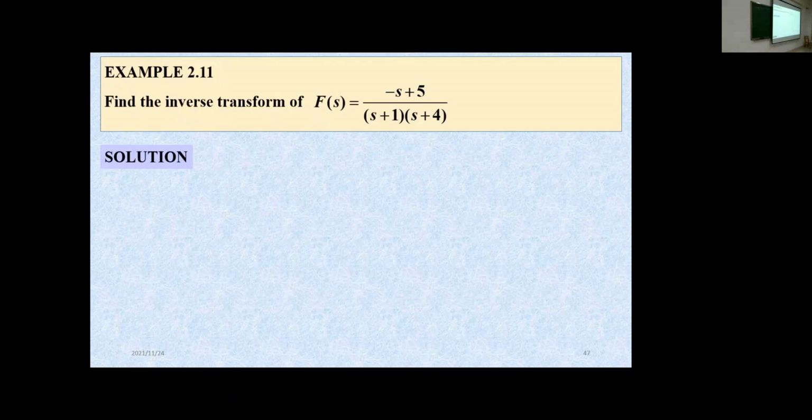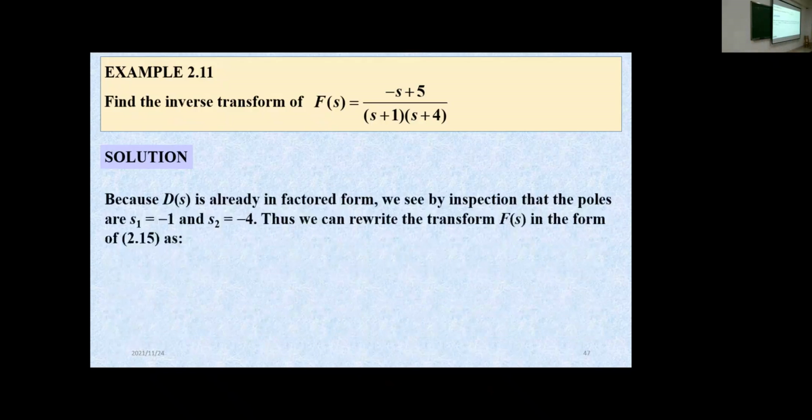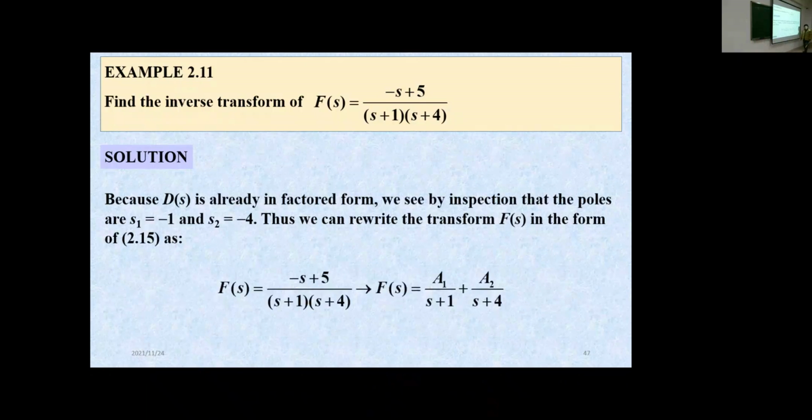First, you need to separate it into two parts. You need two different poles. One is -1, another is -4. So we should rewrite F(s) into the form like this. There are two unknown figures we want to figure out. One is a1 for the pole equals -1. Another is a2 for the pole equals -4.